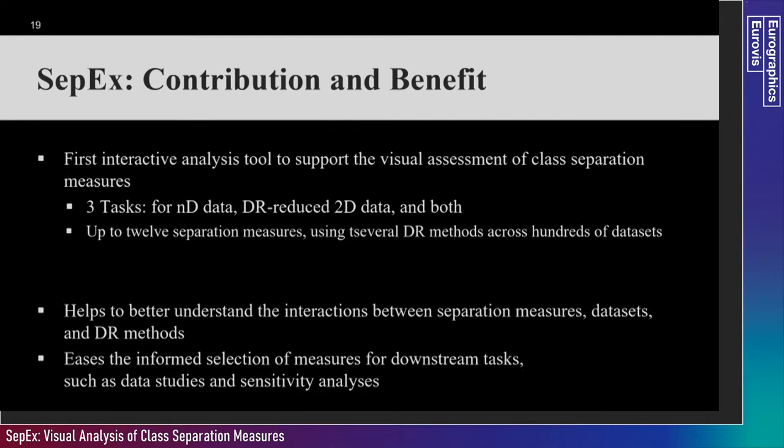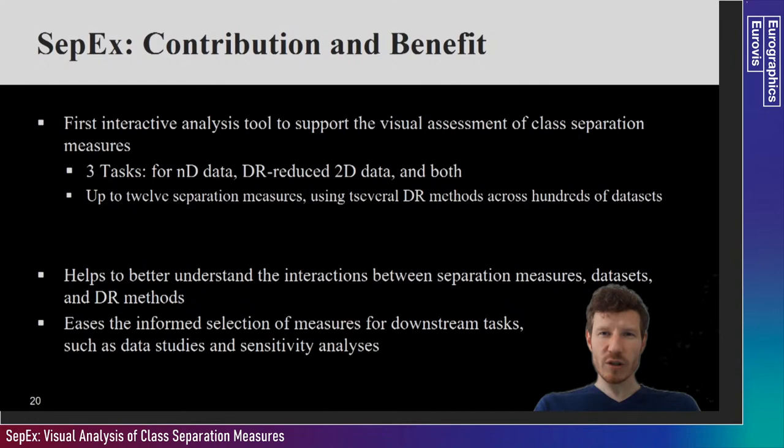ZAPEX is the first interactive analysis tool to support the visual assessment of class separation measures for high-dimensional data, DR-reduced data in 2D, and in both. The latter distinction also resembles the three supported tasks. Currently, up to 12 class separation measures can be analyzed using three or more DR methods across hundreds of datasets.